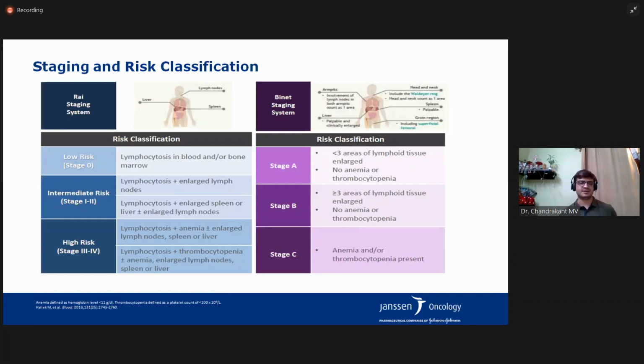So usually the progression of CLL happens through these stages. First there will be high WBC or absolute lymphocytosis, and then we have lymphadenopathy, and then we develop organomegaly, and then there is marrow disease causing cytopenias, thrombocytopenia, and anemia.